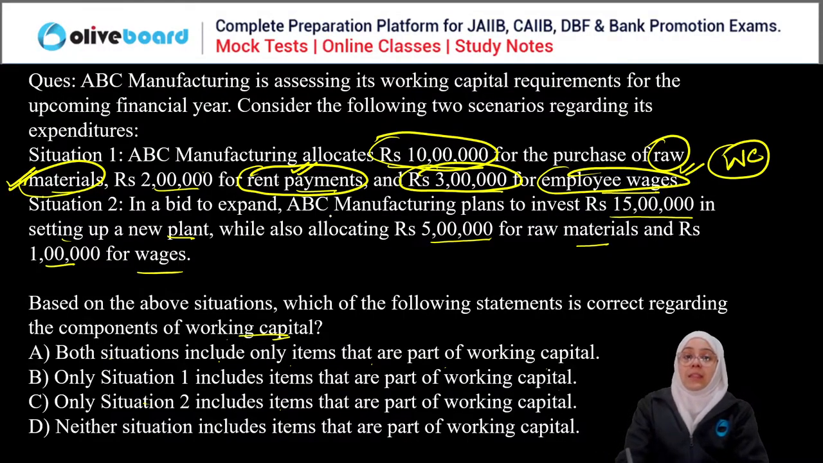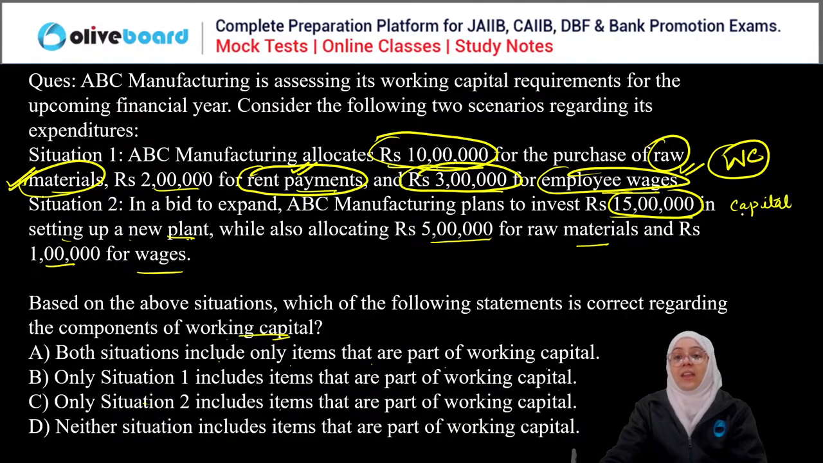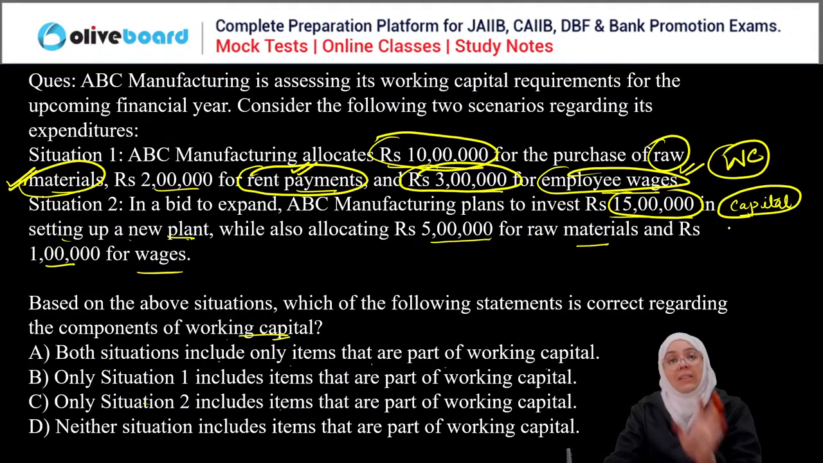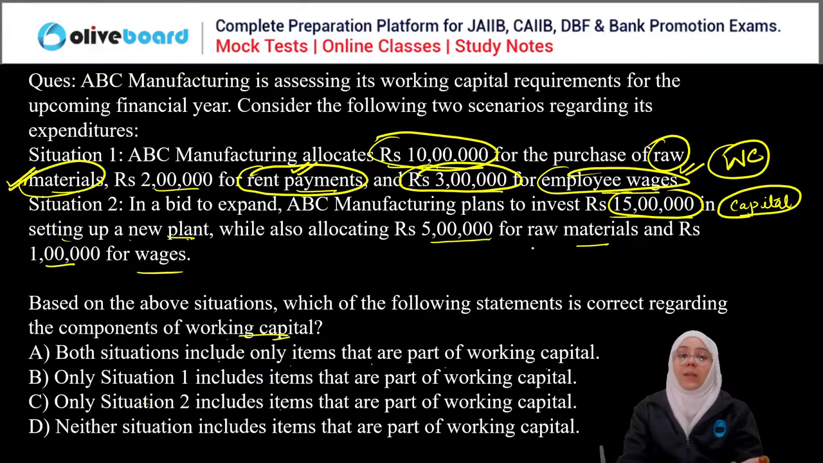Now second, they plan to invest 15 lakh in setting up of a new plant. First of all, this 15 lakh is not working capital. It is a capital expenditure, or you can say it is actually for the purchasing of assets. So it is not included in the working capital. So situation 2 does not have all the items of working capital. It has capital expenditures also. While raw material and wages are working capital, this new plant is not working capital.